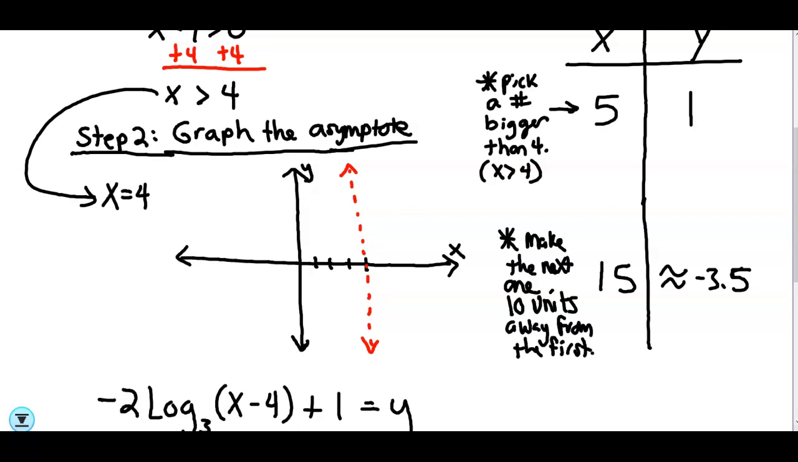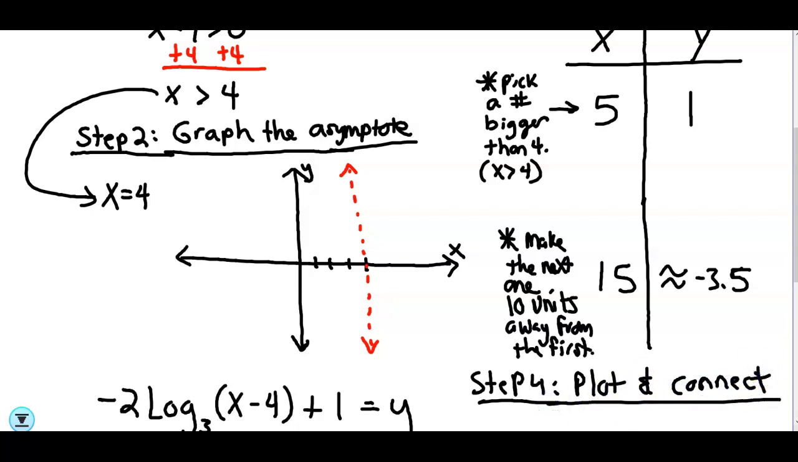All right. So there we go. The last step is to graph your points. So step 4, plot and connect. Plot and connect those dots together. So 5, 1. I'm going to go over 5, up 1. And then we're going to do 15 and -3.5. I need to make some space here, though.